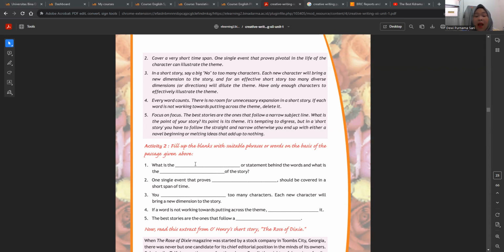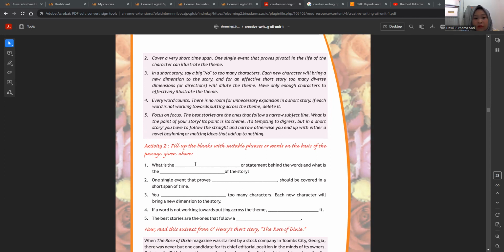Okay. Next, every word counts. There is no room for unnecessary expansion in a short story. So it does not have to be very long without any message to pursue. For example, it does not always have to be short also, but use the appropriate amount of words when you are writing the story. Okay. If each word is not working towards putting across the theme, then you delete it. Do not pad the words in your short story.